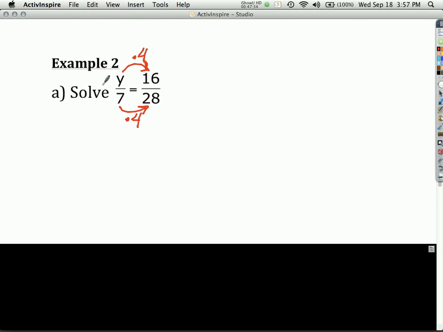You do the cross product and you get 28y equals 112. Divide both sides by 28 and you still get the same answer. But I think just recognizing a pattern is quite a bit easier. Any questions on part A?